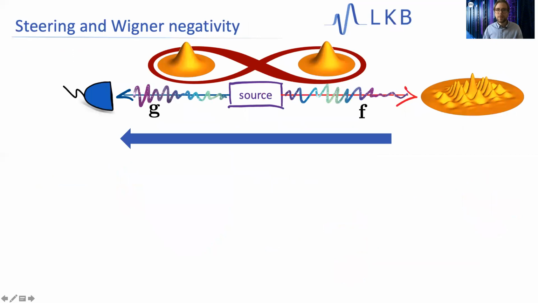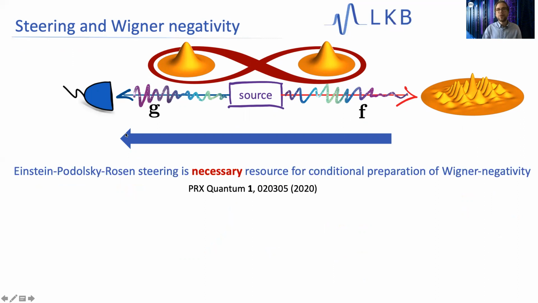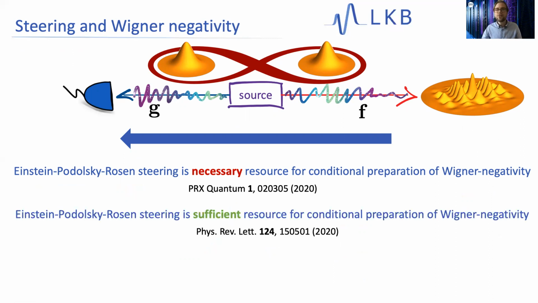So to wrap this all up, what we showed is that this steering from the modes F to the modes G is a very crucial and necessary requirement to be able to create Wigner negativity in the modes F by doing a measurement on the modes G. This has important consequences on the level of monogamy and so on. And then there is also an additional result, that this is also a sufficient resource, in the sense that once you have this steering, there is always a measurement or an operation that you can do here to get the Wigner negativity on the other side.